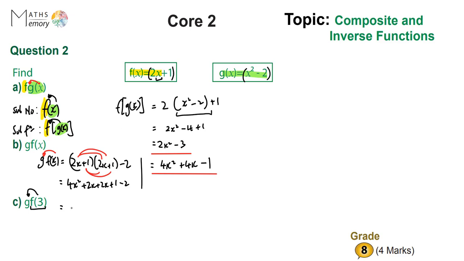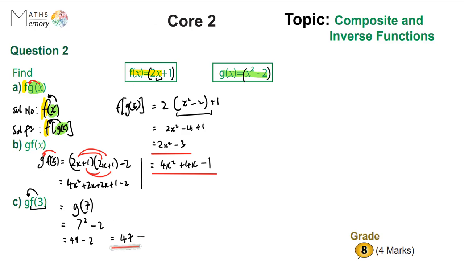6 plus 1 is 7. And therefore we'll do g7 over here. So g7 would simply be 7 squared minus 2. Answer would be 49, take away 2, which would give us 47. That's the easiest way of doing it, okay? So finding out f of 3 first.